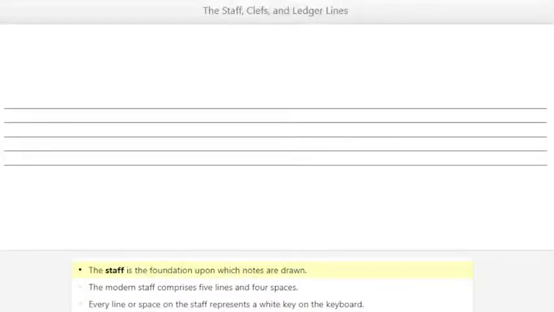Now, the modern staff comprises 5 lines and 4 spaces. You can see the 5 lines. You count these lines from under: 1, 2, 3, 4, 5. So that's the 5 lines and 4 spaces. And you can see the spaces. So that is what you find in a modern staff.